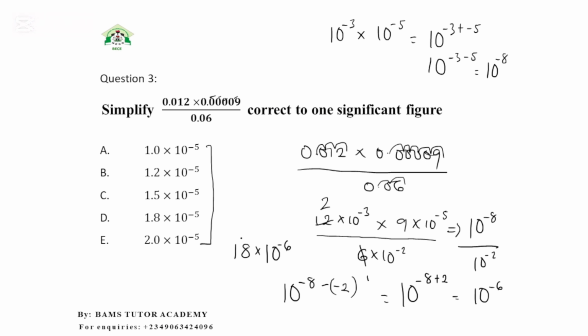Now, this is not a standard form. Why? Because 18 is not between 1 and 9, remember? So I'm going to move from here down here. That's now 1.8 times 10 raised to power. There is still minus 6 there. But now I'm moving from right to the left. So that's an addition, right? That's a positive. So that's plus 1 because I moved once. So 1.8 times 10 raised to power minus 5. So that's the option D.